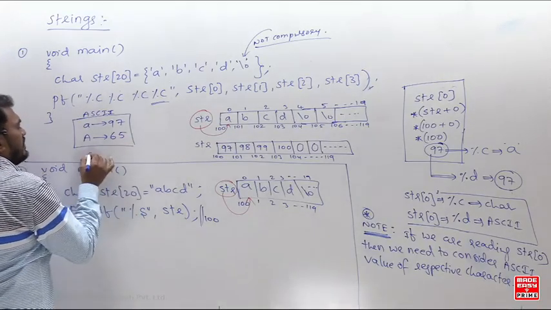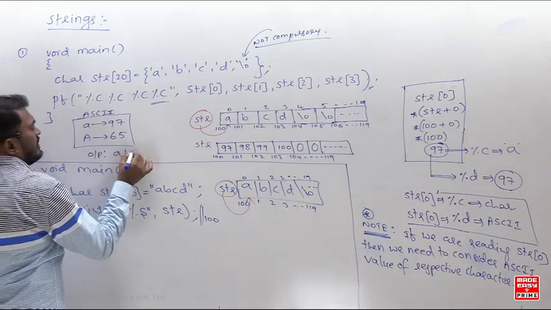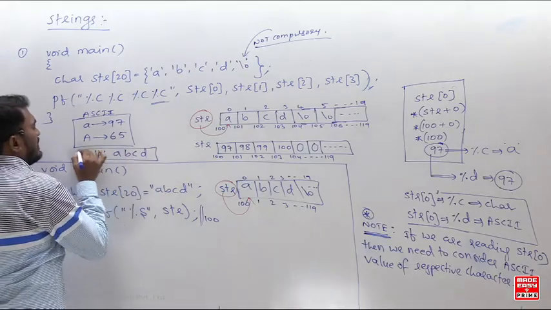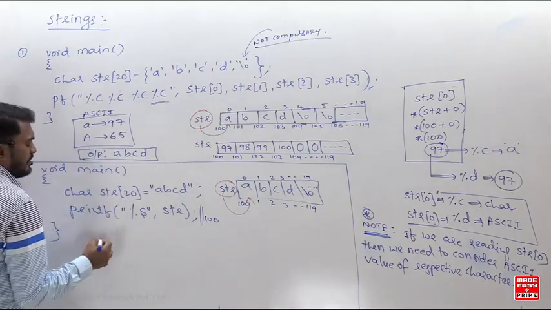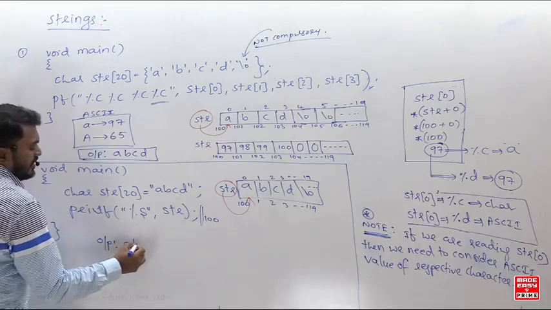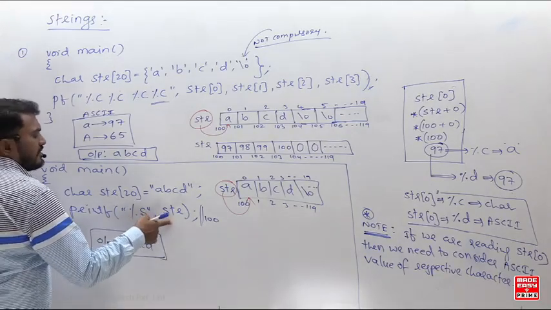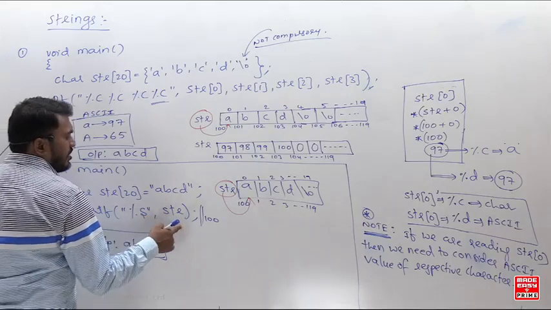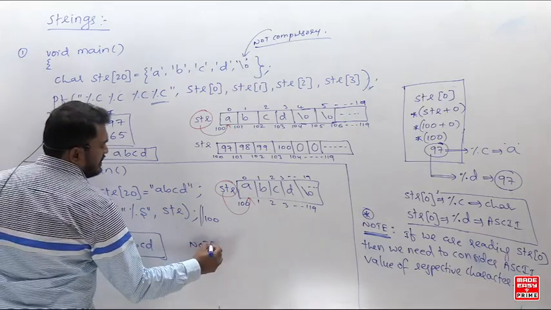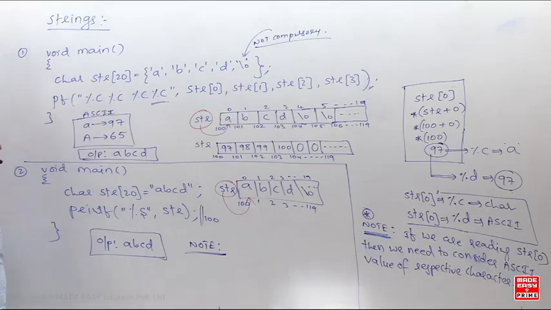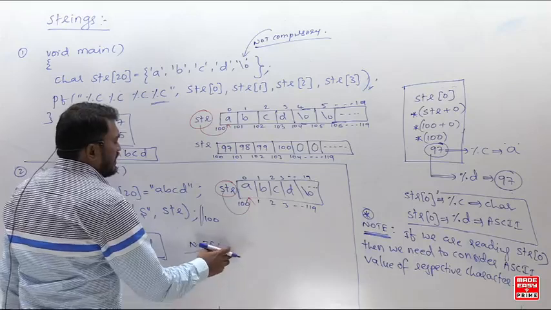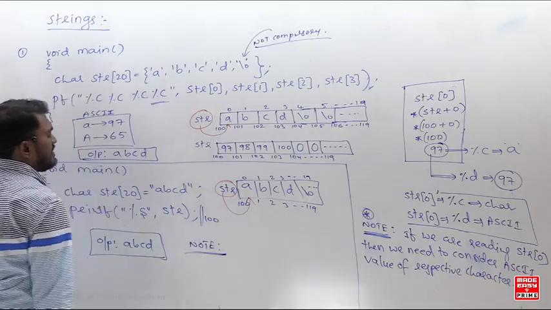So in the first example, what is the output? First example, A B C D, this is the output I am writing clearly, and the second example also, what is the output here? A B C D, is it clear? And in the second example, %s, what should be given to it? Base address. Okay, note down, keep it as a note.